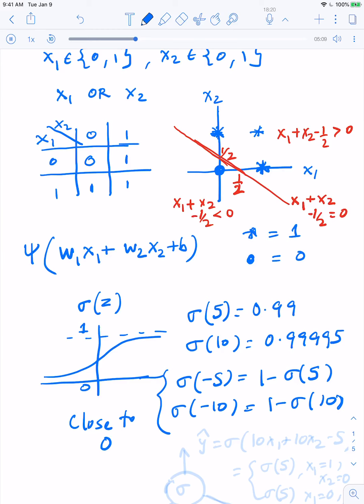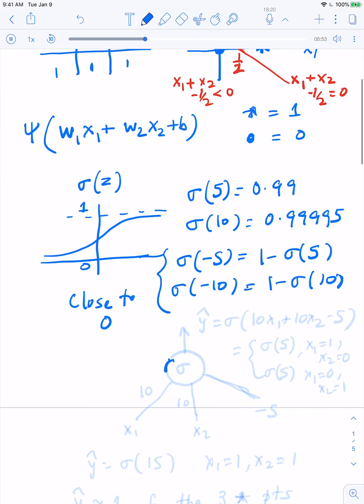So which means that if I feed positive enough values, when x1 plus x2 minus half is bigger than 0, to a sigmoid, I'll get a 1. And if I feed somewhat negative enough values in this region, x1 plus x2 minus half less than 0, I'll get a 0. So one way of implementing these lines then is to just multiply these functions by some factor, say 10 or something like that, right? So x1 plus x2 minus half going into a sigmoid.